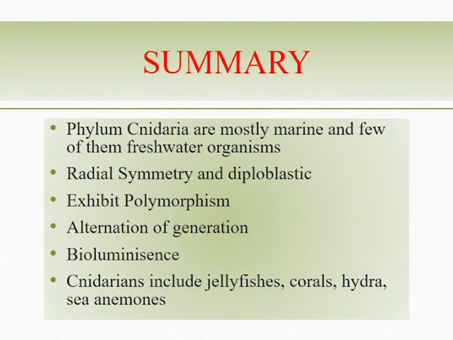As we sum up cnidarians, we find they are mostly marine and a few are freshwater organisms, with radial symmetry and a diploblastic nature. They exhibit polymorphism, alternation of generation and bioluminescence, and they include a wide variety of aquatic organisms, from corals, hydra and sea anemones to jellyfishes.